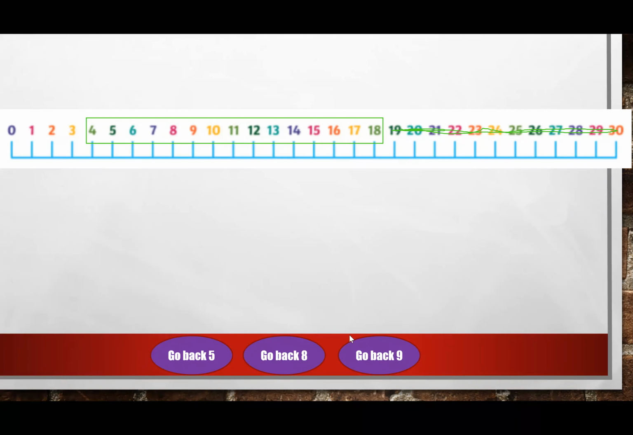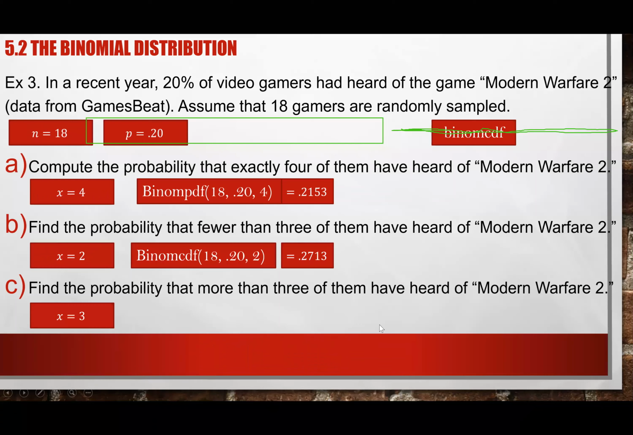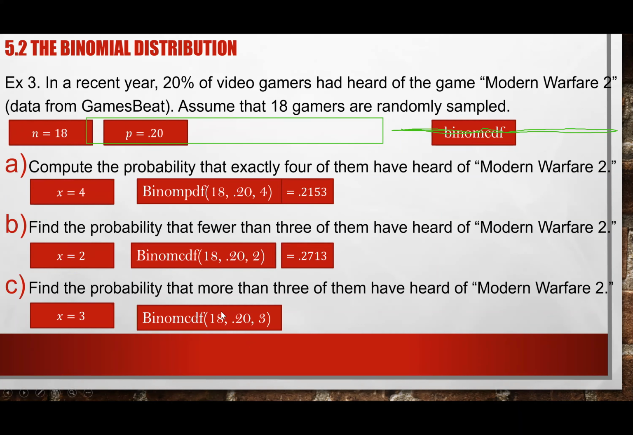Okay, so given that, first of all, we know that our x is equal to 3. Why 3? Because I'm looking for more than 3, which in my answer has to be the 4, the 5, the 6, the 7, and beyond up to 18. So I need to tell my calculator to calculate from the 0, the 1, the 2, and the 3, right? That's what binomial CDF is.